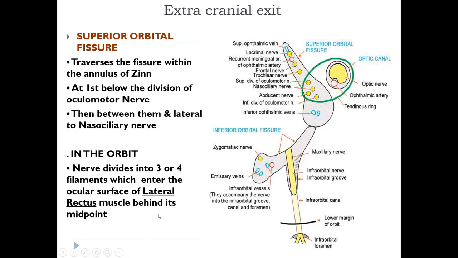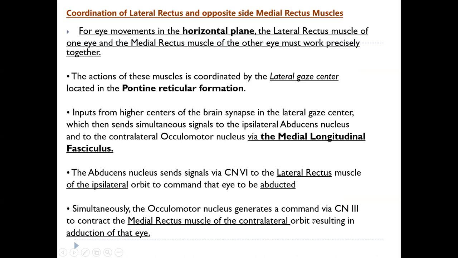So after it enters the orbit, the nerve may divide into smaller divisions or filaments, and it normally supplies the lateral rectus from the aspect of behind the muscle. Okay, so that is its important course.